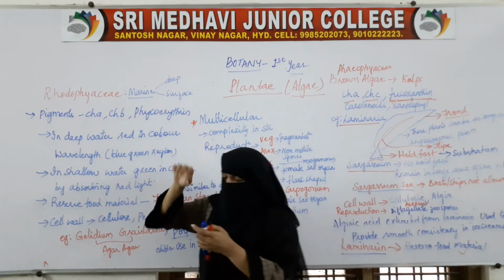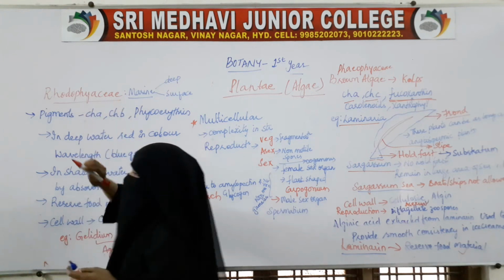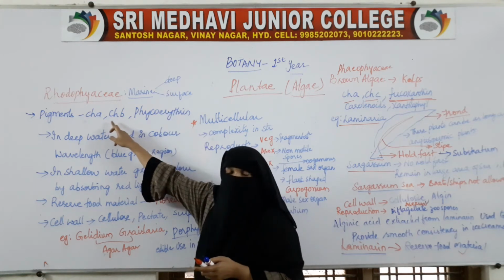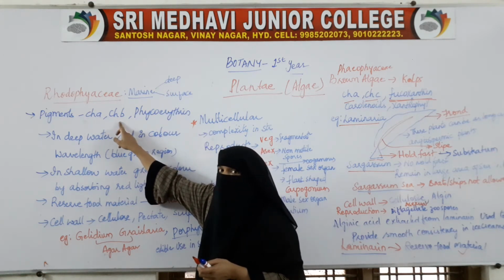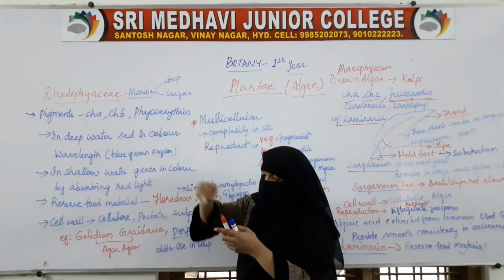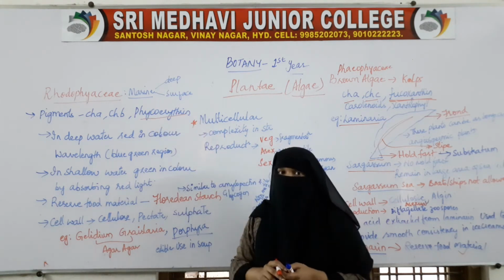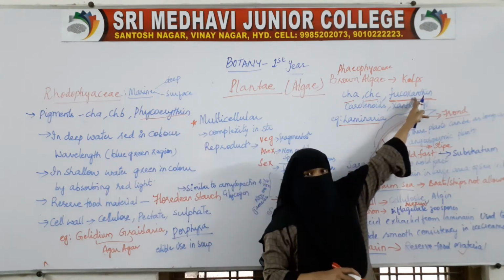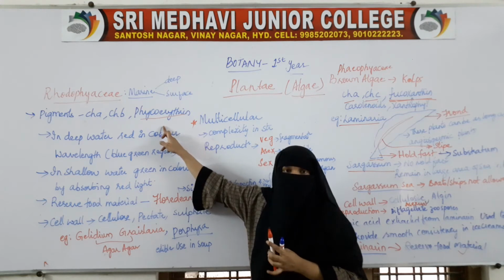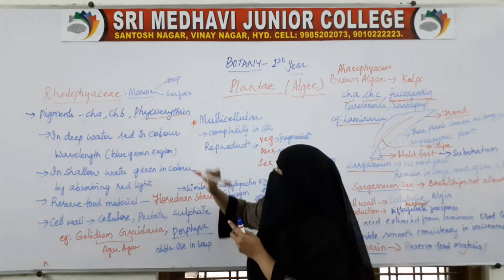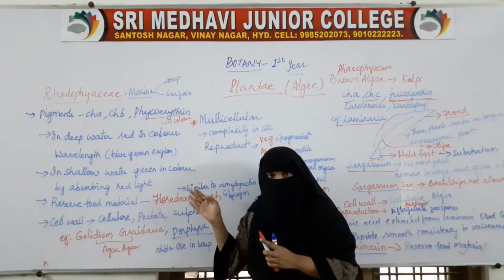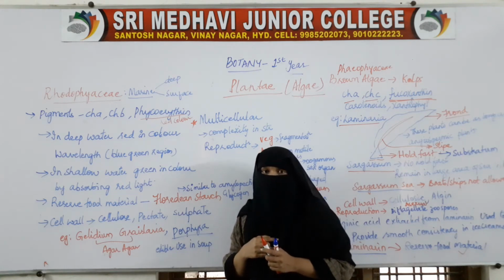Now, coming to Rhodophyceae. Rhodo is red color. So, it has pigments chlorophyll A and chlorophyll D. Along with chlorophyll A and D, the most prominent pigment which we find is phycoerythrin. Here fucoxanthin was there, here we have phycoerythrin as the prominent pigment. This phycoerythrin is a red color pigment. It gives red color. That is why they are red in color.